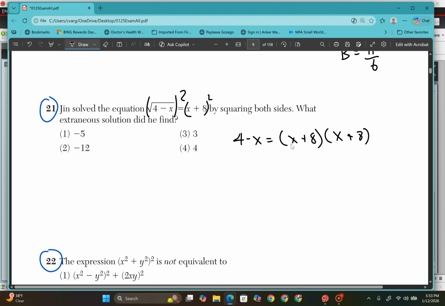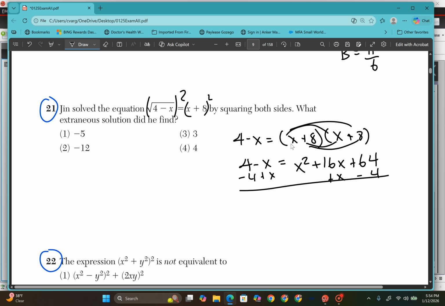Cool. So I'm going to FOIL this out. X squared plus 16x plus 64 is what you should get, is equal to 4 minus x. Move everything to one side. Add x, add x. So this cancels out. So you're left with x squared plus 17x plus 60 equals 0. Now we're looking for two numbers that add to be 17 and multiply to be 60. 12 and 5 comes to mind. X plus 12 and x plus 5. I told you factoring is going to be on here. So you're going to set each of these equal to 0.